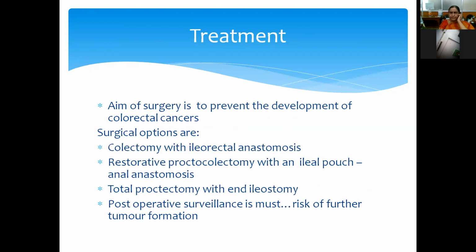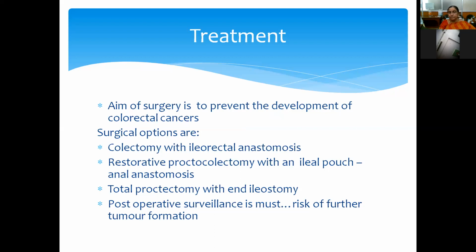Coming to management, the aim of surgery is to prevent the development of colorectal malignancies. So the surgical options that are available nowadays are listed here. One is colectomy with ileorectal anastomosis. Remove the whole of the colon, leaving alone the rectum, and anastomose the ileum to the rectum. That is colectomy with ileorectal anastomosis.